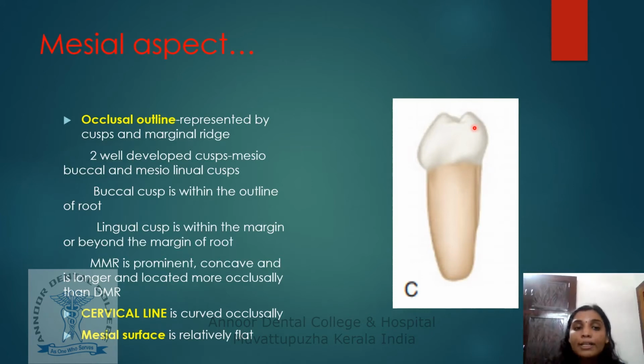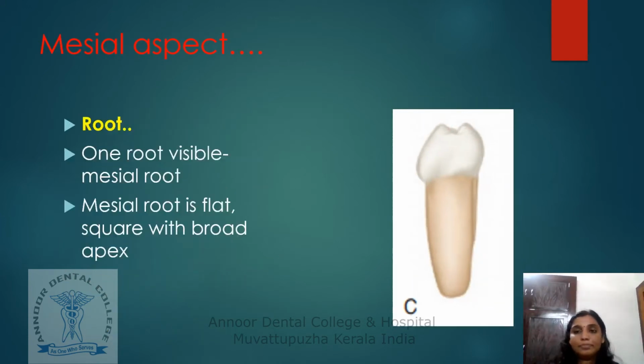It is longer and located more occlusally compared to the distal marginal ridge. Also, the cervical line is slightly curved towards the occlusal side. Also, the mesial surface is relatively flat. One root is visible, that is the mesial root. It is flat, square shaped with a broad apex.